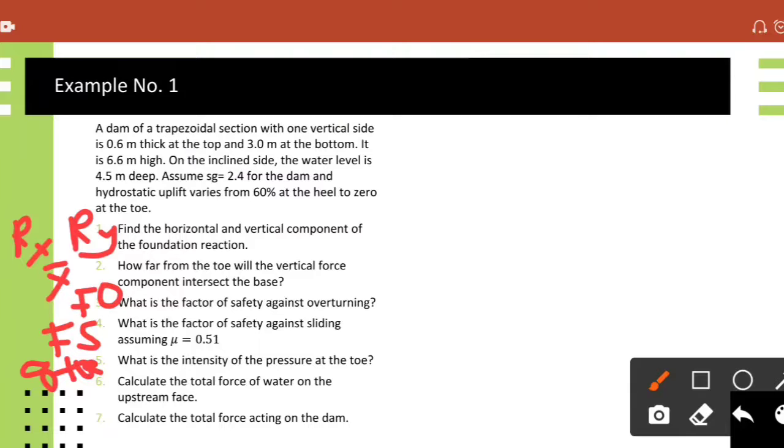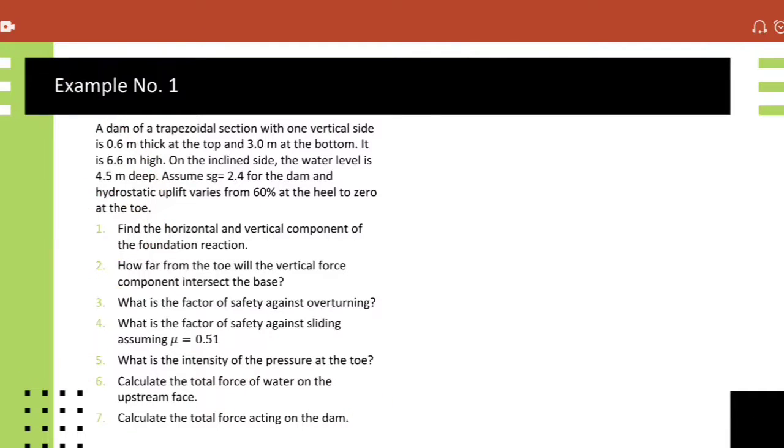Next, calculate the total force of water on the upstream face. Pag sinabing total force, hindi ba ito yung sinosolve natin na total hydrostatic pressure, which is F. And then calculate the total force acting on the dam. This is the resultant force nitong dalawa. Napakadali lang, di ba? So yan, let's proceed na dun sa figure.